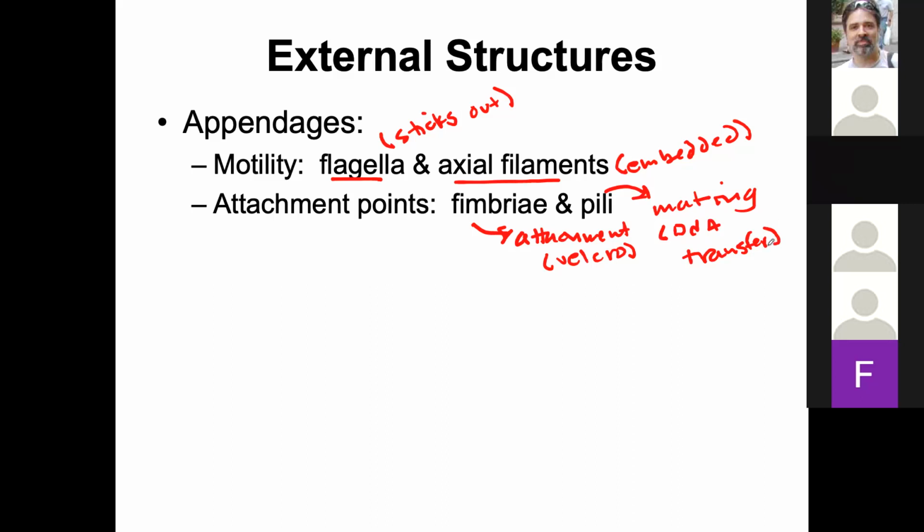So they can get together and they can grow this hollow pipe between them, and they can duplicate their DNA, and they can slide that DNA over to the recipient. And then the recipient gets those pieces of information.